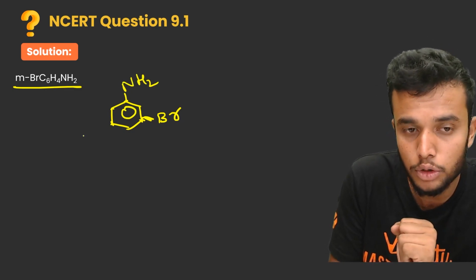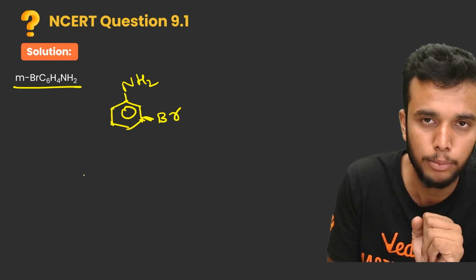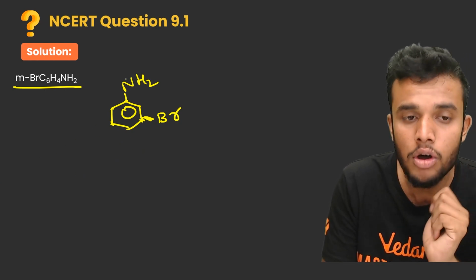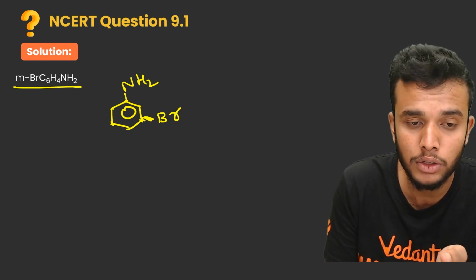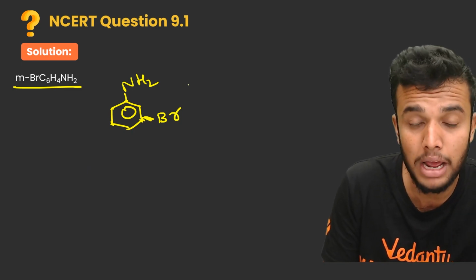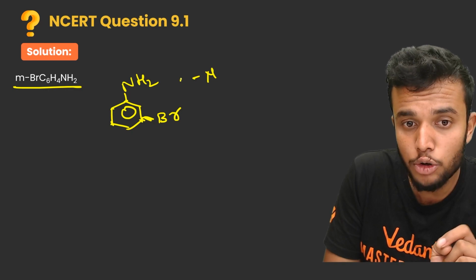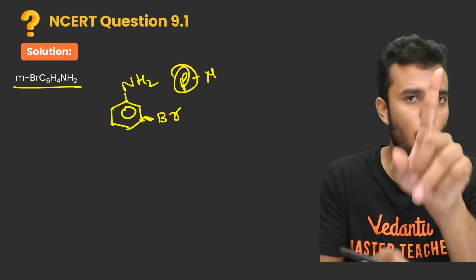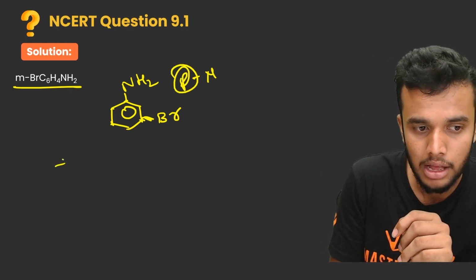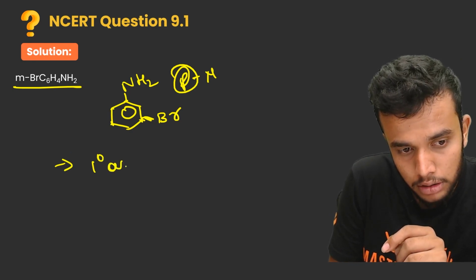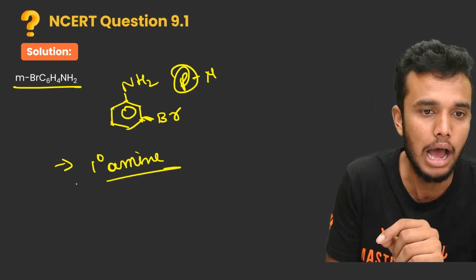We already know these groups are at ortho, meta and para positions. Right, students? Let's move on to the IUPAC system. Before entering the IUPAC system, let's check whether it is primary, secondary or tertiary. Here the N group is attached to one R group. That's why this is a primary amine compound.